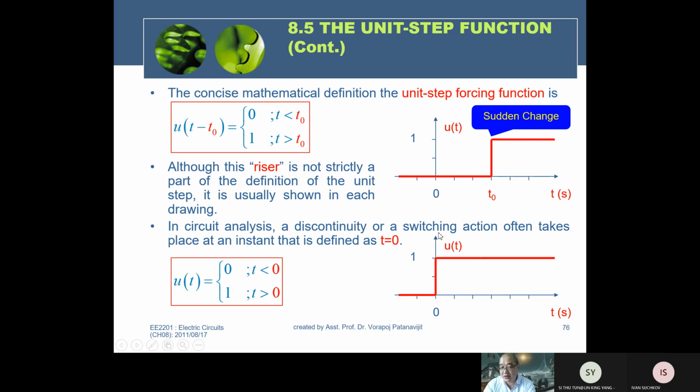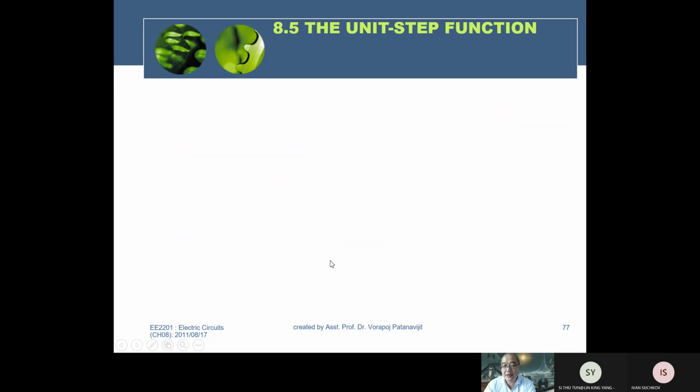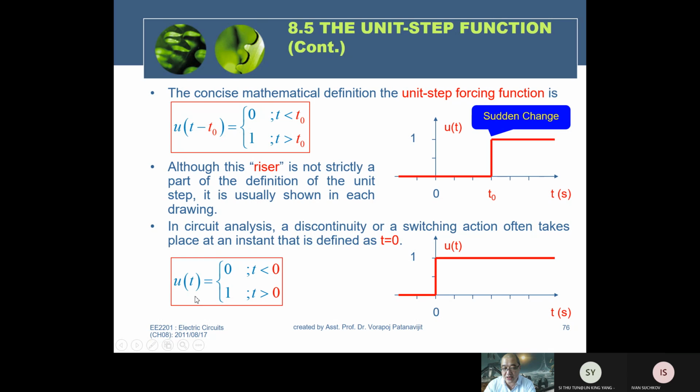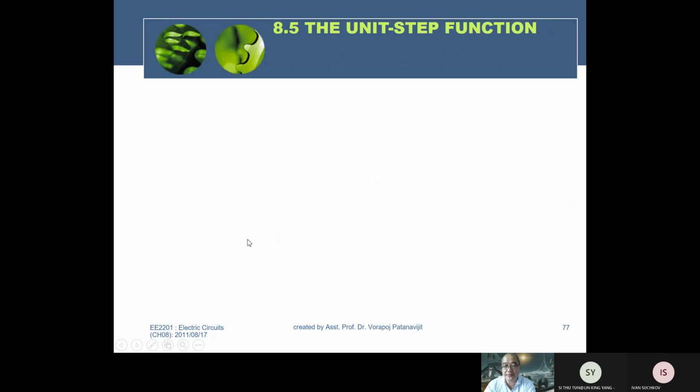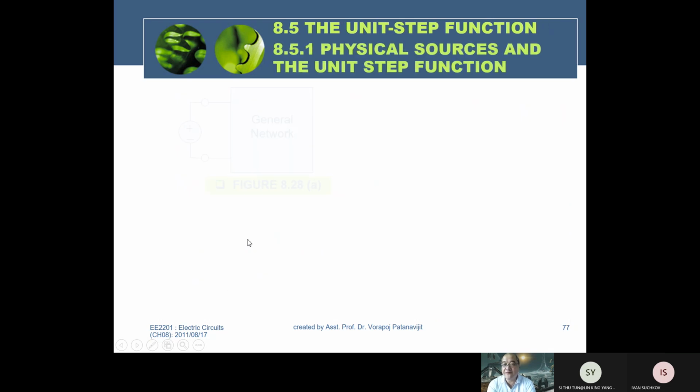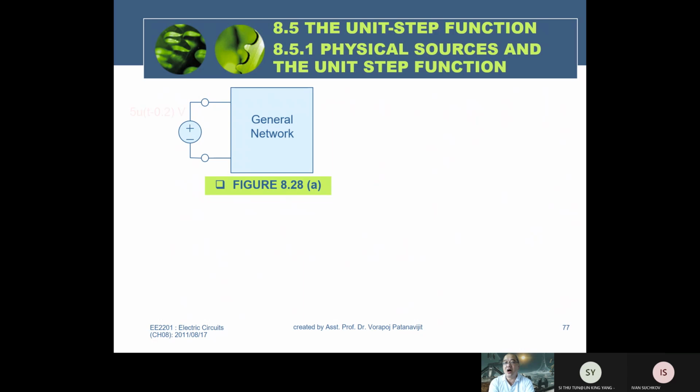In general, if the switch is activated at time equal to 0, we substitute t0 equal to 0. It means for time less than 0, it equals 0, and for time greater than 0, it equals 1. Okay, now we will consider the u(t), the unit step, first. In the physical circuit, and how to implement the unit step, compare it from the switch point of view.